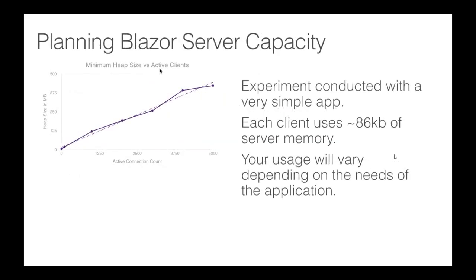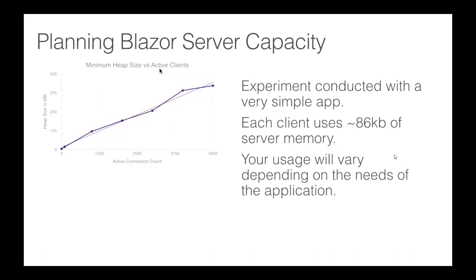Another word on planning Blazor Server capacity and thinking about how your application might scale. These are the results of an experiment that I did recently. Don't think about these numbers as necessarily applying to your app. Think about these numbers as, this is where the framework puts you. Everything that your app adds on top of this is yours to think about and yours to plan for. So I did this experiment by basically setting up a couple of VMs and opening a bunch of connections in between them.